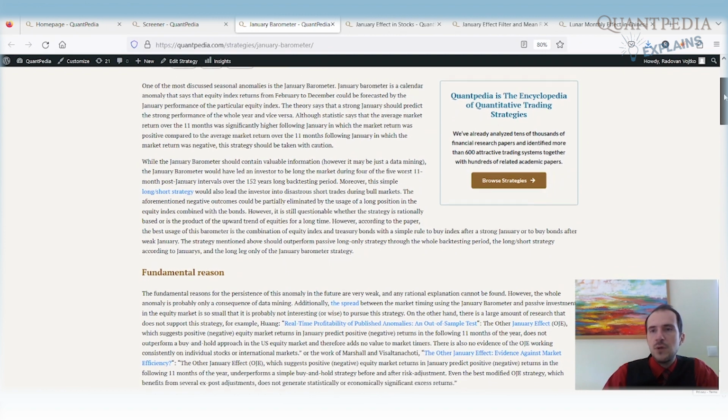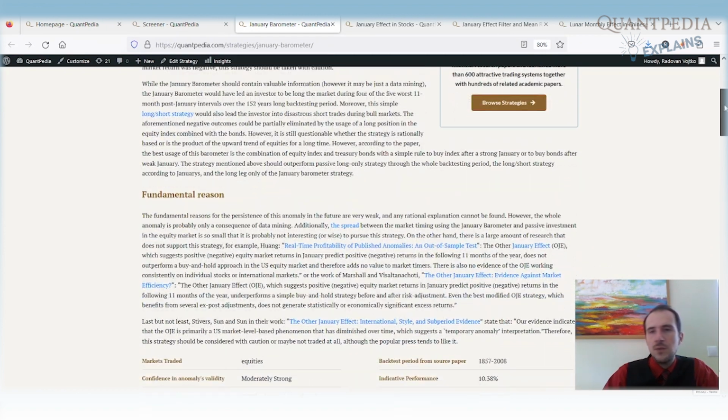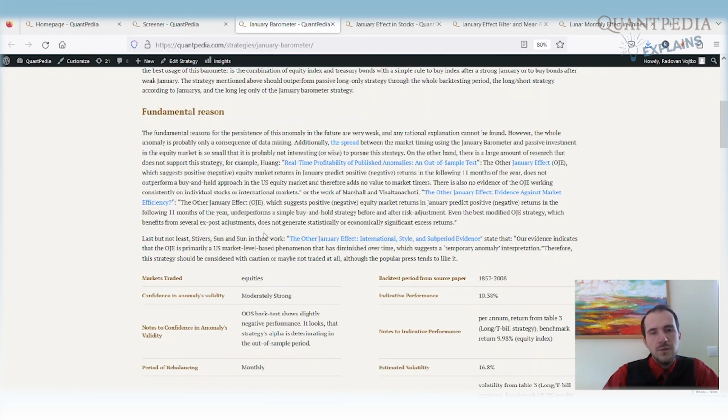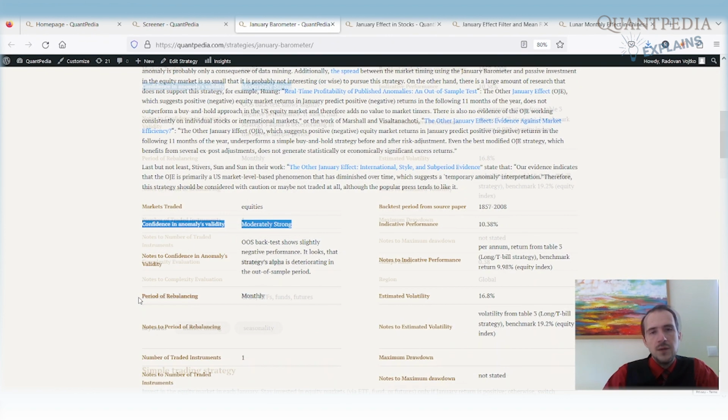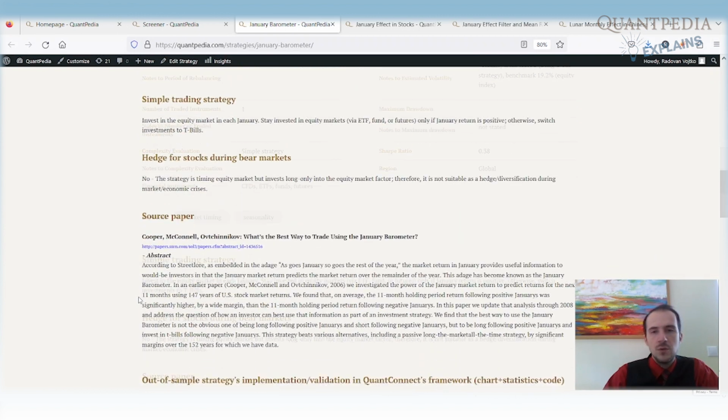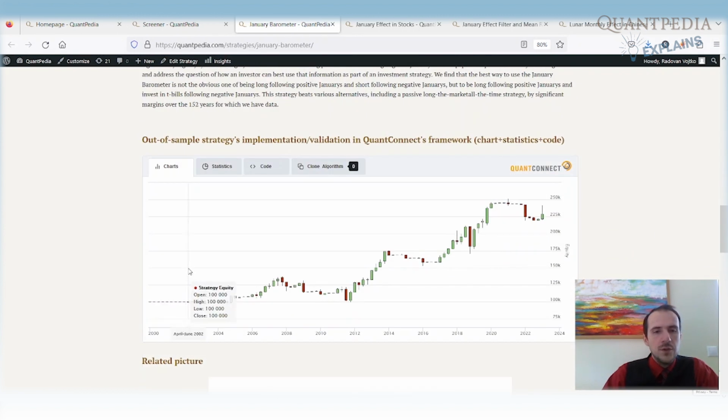There is no very strong economic theory for why the anomaly should work, so we have moderate to weak confidence in the anomaly's validity. But the out-of-sample performance doesn't look very bad. If we run the out-of-sample test, we have at least positive performance, but the Sharpe ratio is not significantly better. But it's a good intro into January effects.